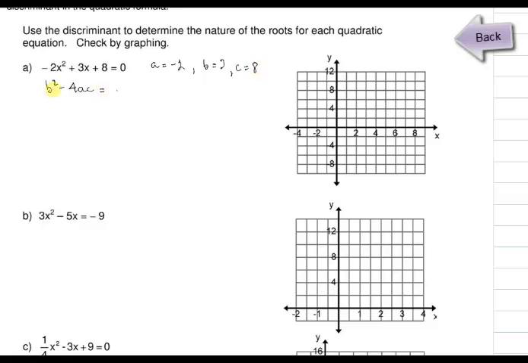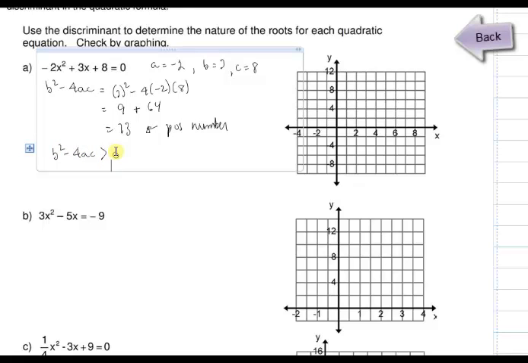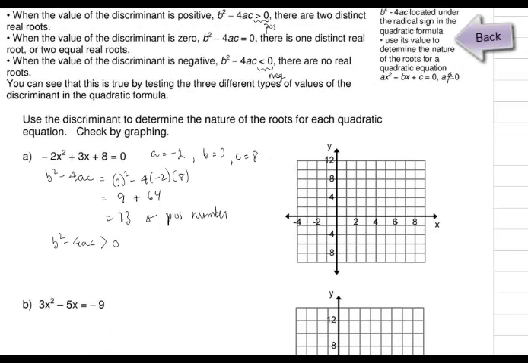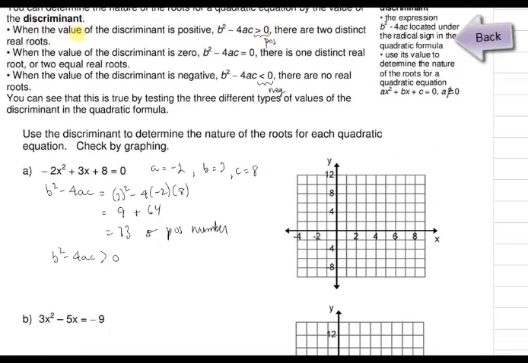So we're going to plug that into our discriminant. We're going to go 3 squared minus 4 times negative 2 times 8, and we will get 9 plus 64, which gives us 73. Okay, so 73 is a positive number. In other words, b squared minus 4ac is greater than 0. And so, because it's greater than 0, when the value of the discriminant is positive, there are 2 distinct real roots.